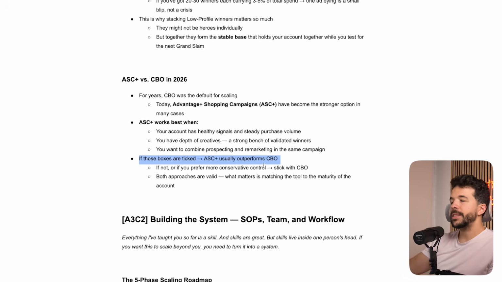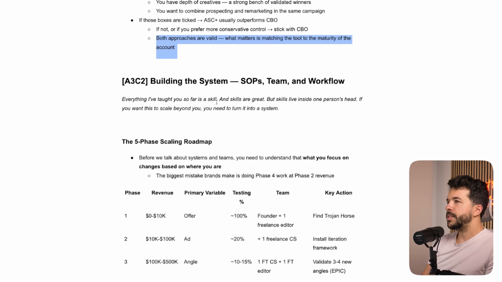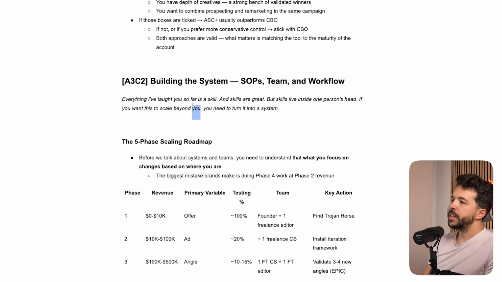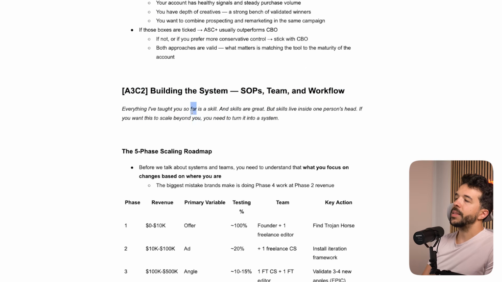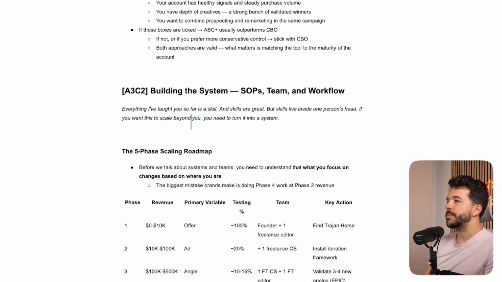Again, here I'm taking a stand. It depends case by case, store by store, account by account, but both approaches are valid. What matters is matching the tool to the maturity of the account. That said, building the system: SOP, team, and workflow. This is something that might be slightly advanced if you're starting from scratch, but I promised we were going to talk about scaling the ads, so let's talk about scaling the ads.